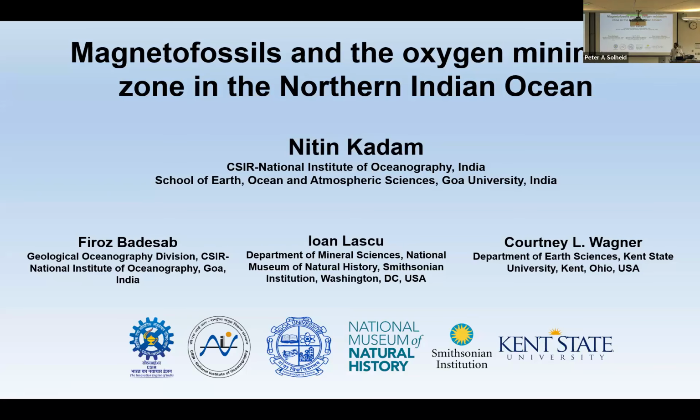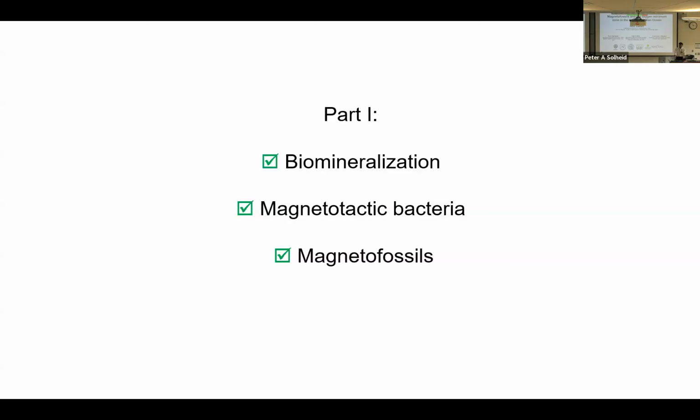Some of the talks earlier today gave us a little bit of an idea about what oxygen minimum zones are and where these zones are in different parts of the ocean. So the first part will be an introduction. I'll talk about biomineralization, different types of biomineralization, then magnetotactic bacteria. There are different types of crystals produced by these MTBs, and their habitat and significance. In the later part, I'll talk about magnetofossils and how they are useful in the reconstruction of paleo-oxygenation conditions.